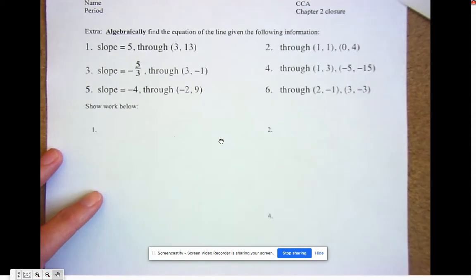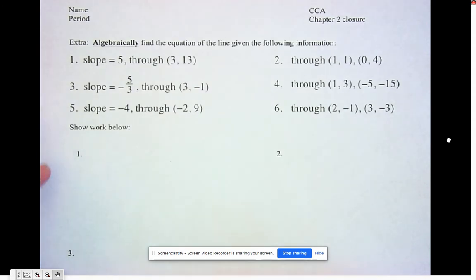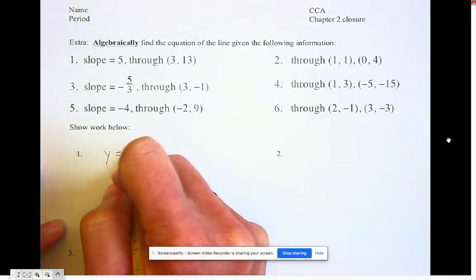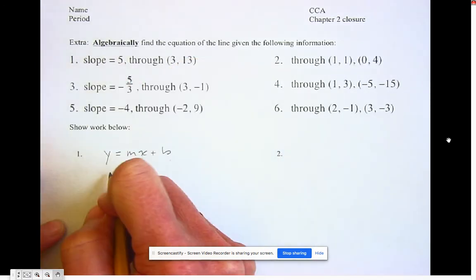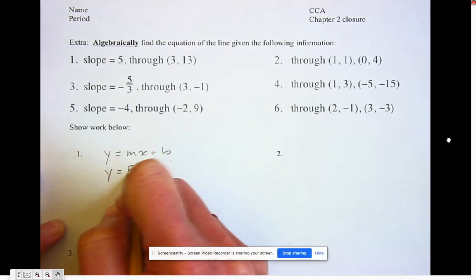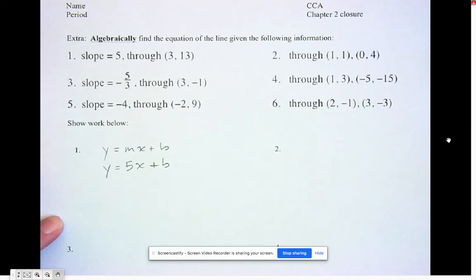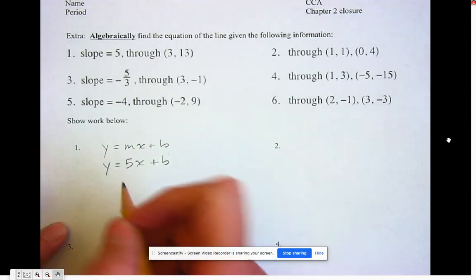Okay, so let's work through the closure. In the first part of this, you're supposed to algebraically find the equation of the line given the following information. I don't want you to make a table or graph. I want you to actually show, starting with y equals mx plus b, replace m with our slope, so y is equal to 5x plus b, and then I want you to show substituting the point (3, 13) in for x and y and solving for b.